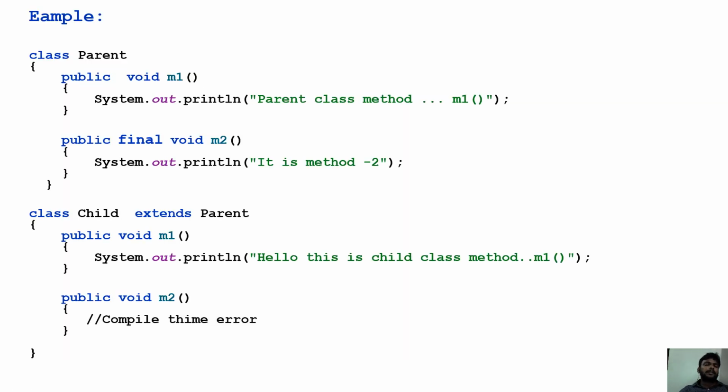Same example, the parent and the child. Here we have the m1 method, and you can override it. The m2 method is declared as final, so you cannot override it. Even if you try to override it, you will get a compilation error.